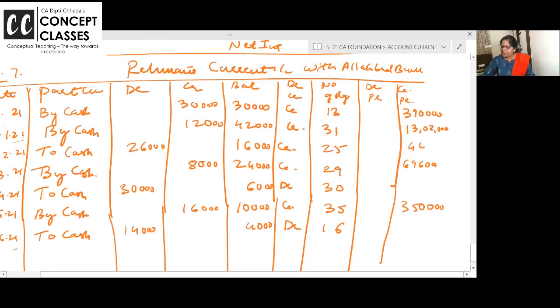How much are you all getting? Total the credit side: 390 plus 13 lakh 2,000 plus 4 lakh plus 6 lakh 96,000 and 3,50,000.